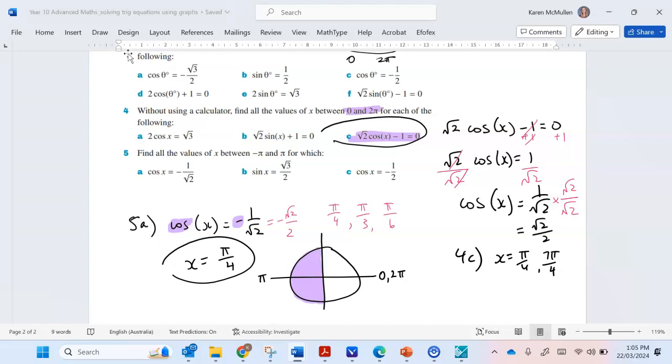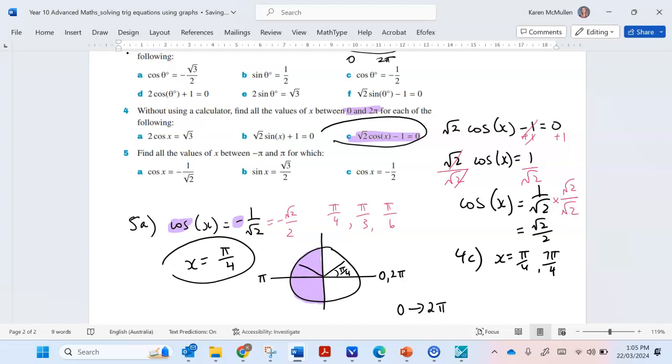All right, the question does say going from negative pi to pi, but let's just change it to go from 0 to 2 pi, just to make it a little bit easier. So we're only going from 0 to 2 pi for now. Later on, we'll look at different domains. Okay, so pi on 4. So here's pi on 4. All right, but it's positive in that quadrant. So pi on 4 is not actually one of our solutions.